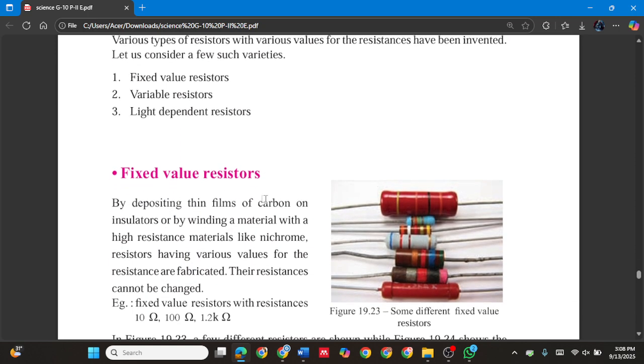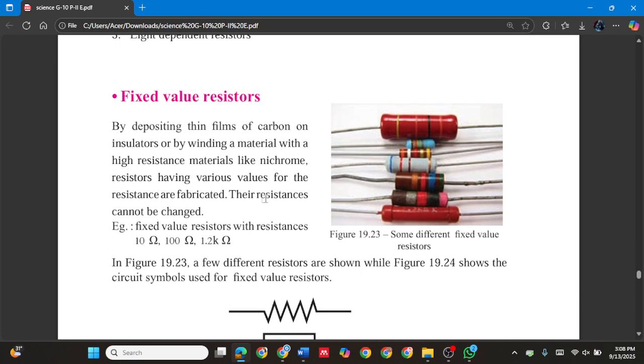So I'm going to talk about these fixed value resistors first. By depositing thin films of carbon on insulators or by winding a material with a high resistance, materials like nichrome, resistors having various values for the resistance are fabricated. Their resistance cannot be changed.